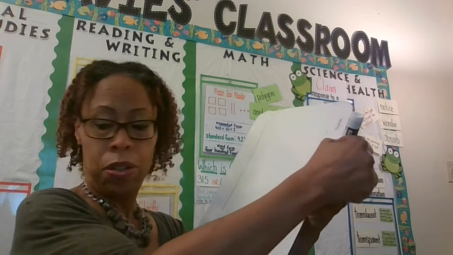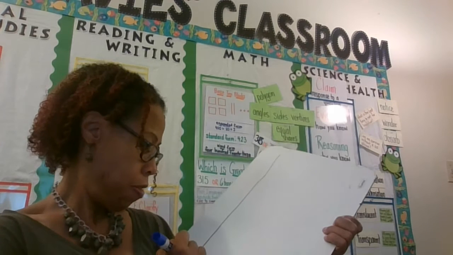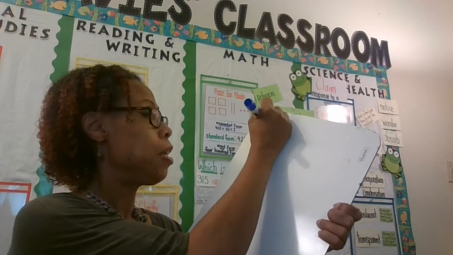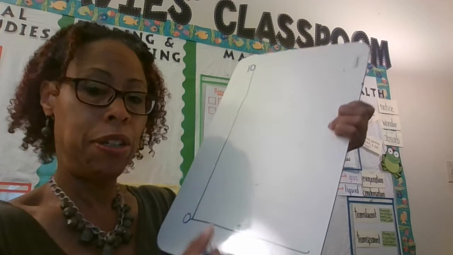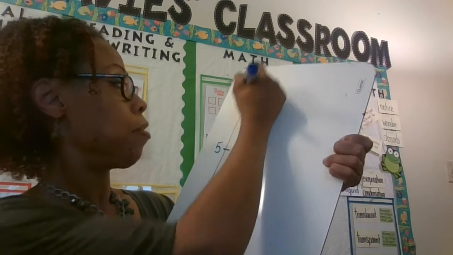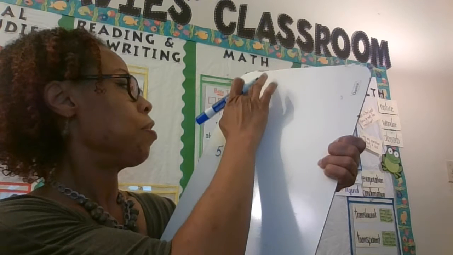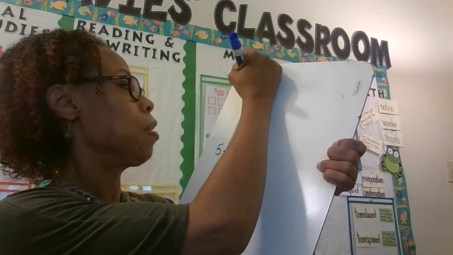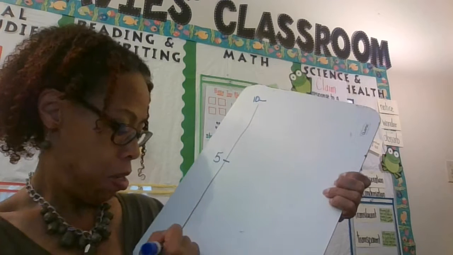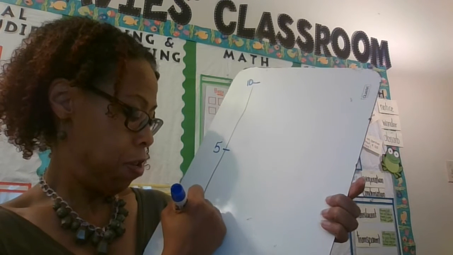Okay, so here we go. We have 0 here, we have 10 here. We know halfway between 0 and 10 is 5. So we're going to put 5 right about here. And let's go ahead and put the hash marks. Let's move that over just a little bit. Okay. And 0, you don't need the hash mark. And so 1 would be right about here.